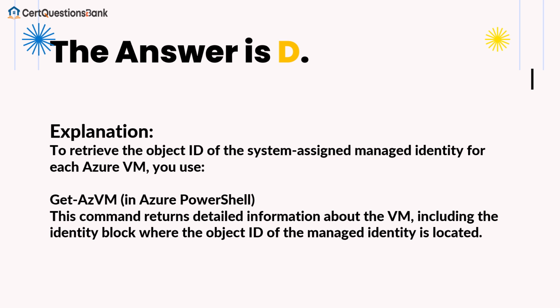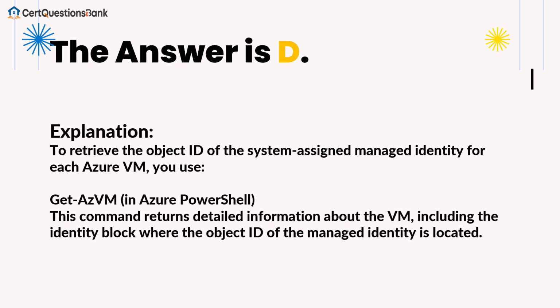To retrieve the object ID of the system assigned managed identity for each Azure VM, you use Get-AzVM in Azure PowerShell. This command returns detailed information about the VM, including the identity block where the object ID of the managed identity is located.